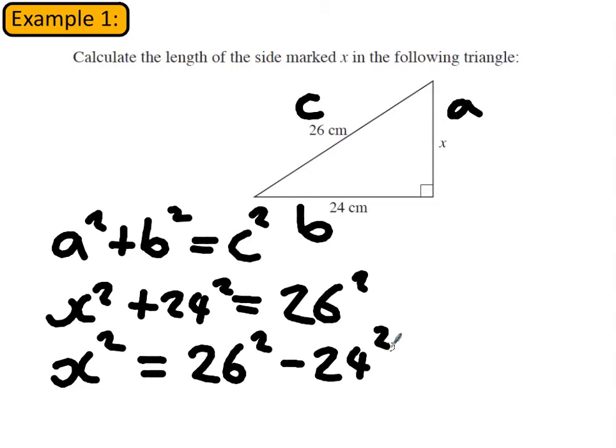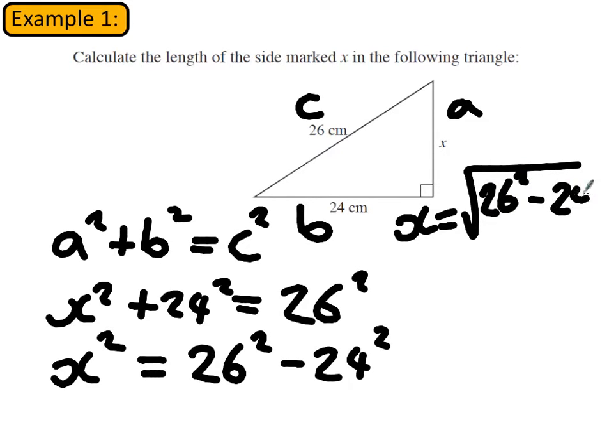We could even go a step further and we could say that X is going to be the square root of 26 squared take away 24 squared. Now if we type that in our calculator, we're going to get the correct answer straight away. So in this case the answer is exactly 10 centimeters.